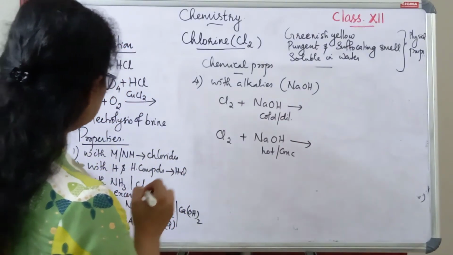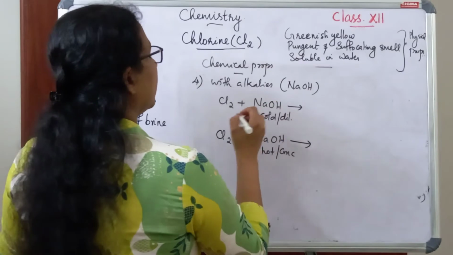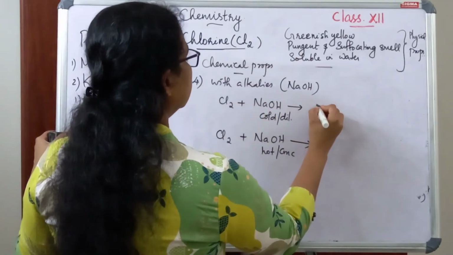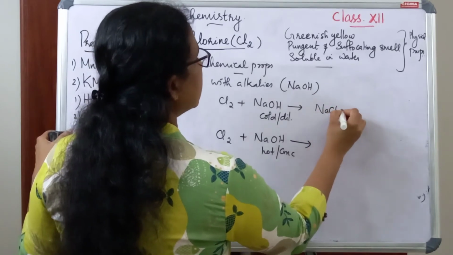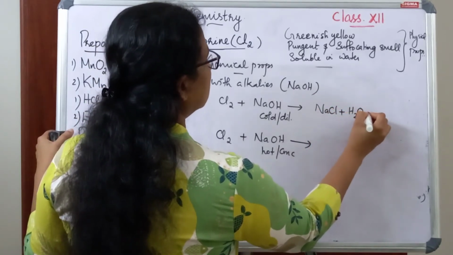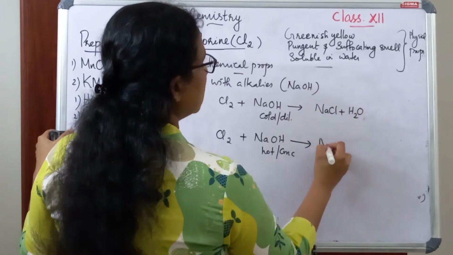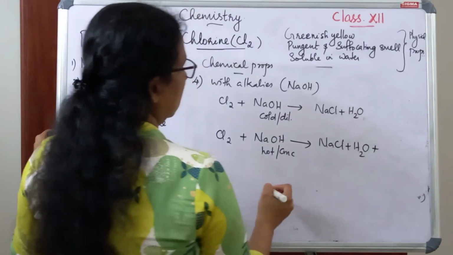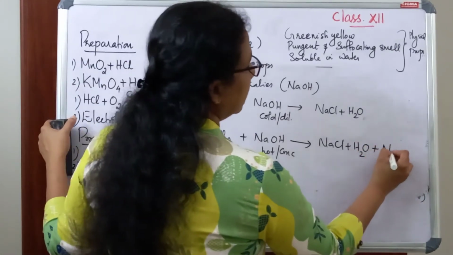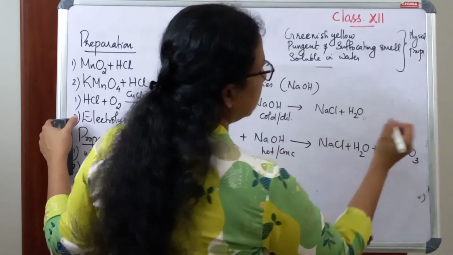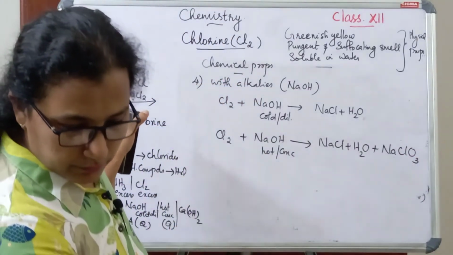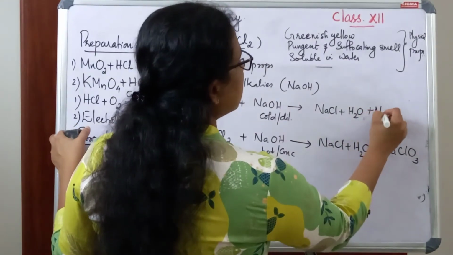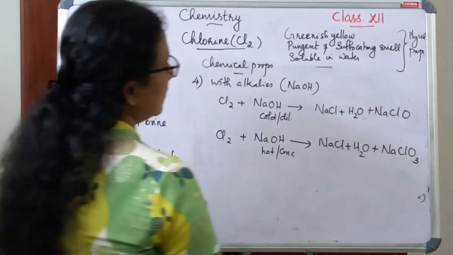In this case, here we will get NaCl plus H2O. Here also NaCl plus H2O. And here NaClO3. Here NaClO. So these are the products.